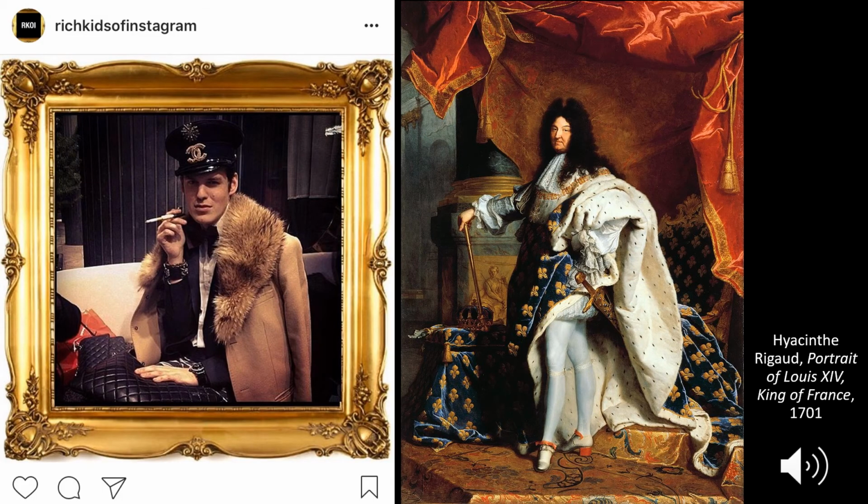In the second of the 3 units of this class, we will explore representations of the self and other. Many of these artworks will fall under the genre of portraiture, although not all. And here you see 2 portraits in 2 very different media from 2 very different moments, but both are attempting to do very similar things.